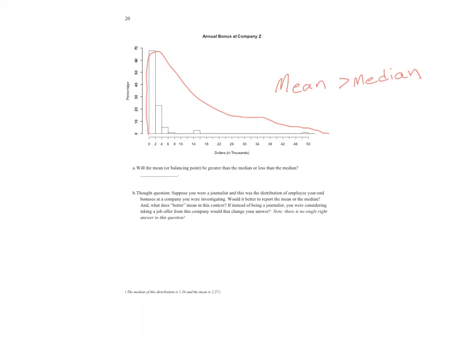And if you were a journalist, I would actually advocate for reporting them both. There's not one that's necessarily better than the other one. It all depends on the context. And just the fact that if they're different, that is in itself valuable information to have. Or if they're the same, that's also valuable information. So I would say report both. You don't have to choose one or the other.